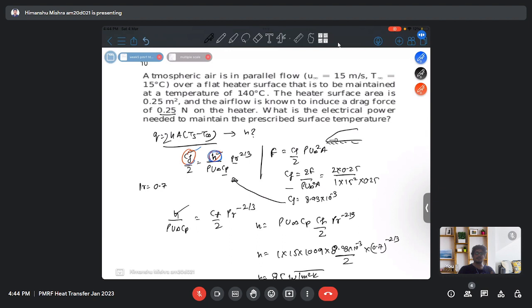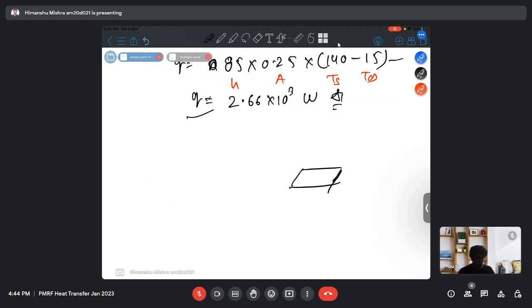So if you are given the drag force, or the shear stress, or directly the drag force coefficient, then only do you have to use this method. That's it. Even if you have, let's say, a plate here, and there is a flow above the plate as well as below the plate, there will be heat transfer from the top to air as well as from the bottom to air.